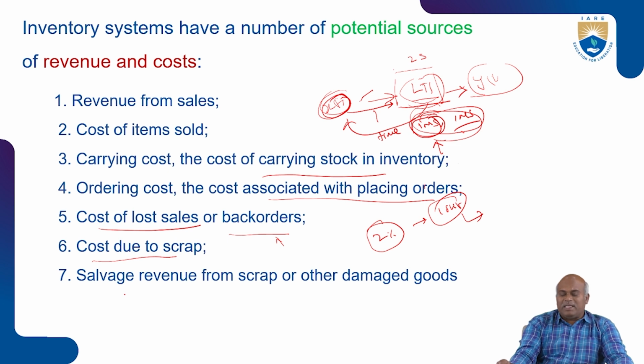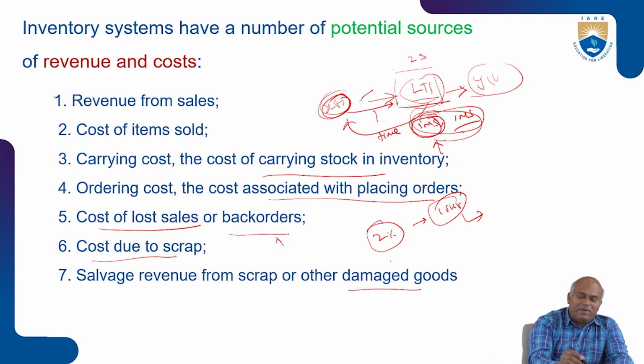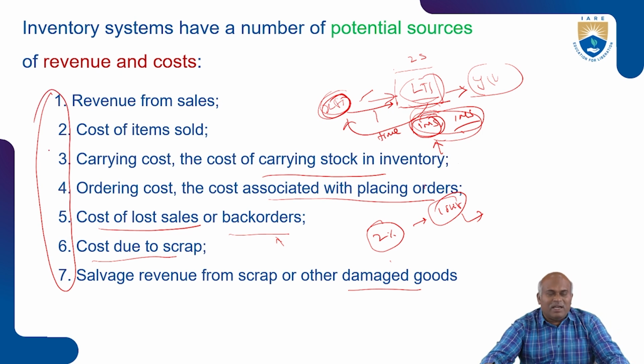Then revenue from the scrap or other damaged goods. Okay, if the goods are damaged, that also you can include. At the same time, damaged goods can also be prepared and sold. You know, these seven steps are very essential for the revenue and cost of an inventory system.